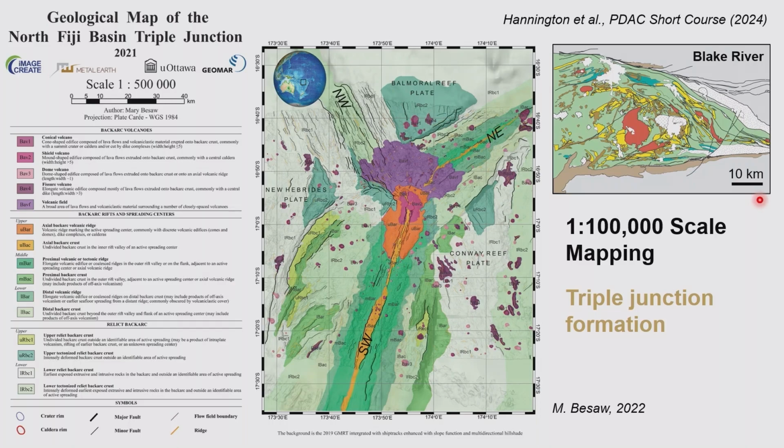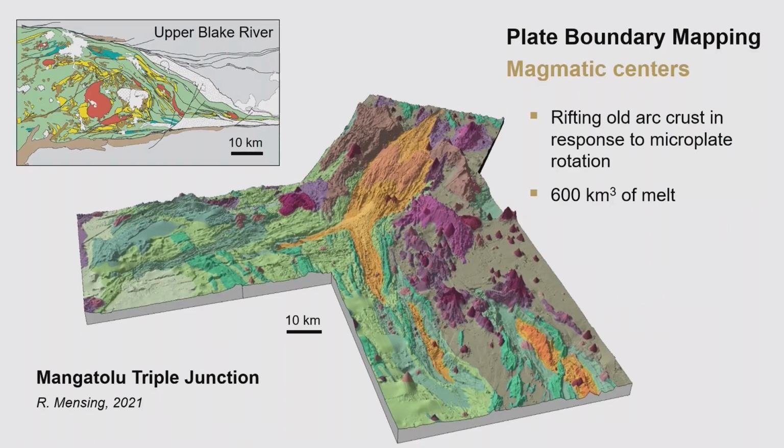Here's another one in the Lau Basin itself. This one is 600 cubic kilometers of melt. One of the limbs of the triple junction outgrew all the others, but it's a massive amount of melt that, once again, would cover the whole of the eastern Blake River Group.